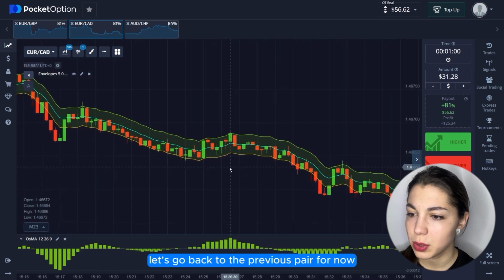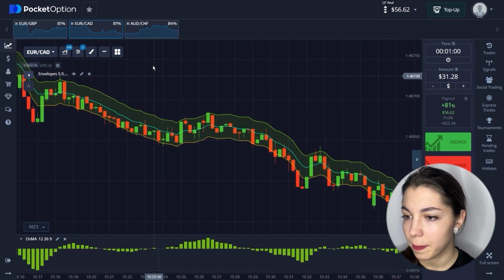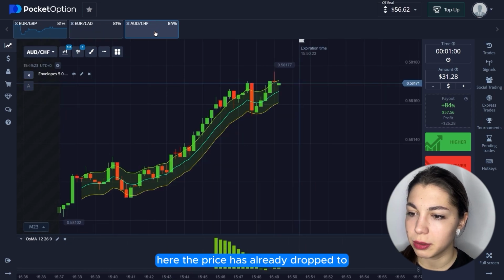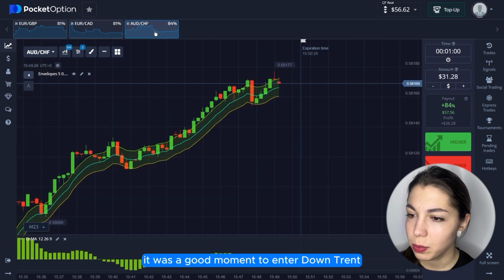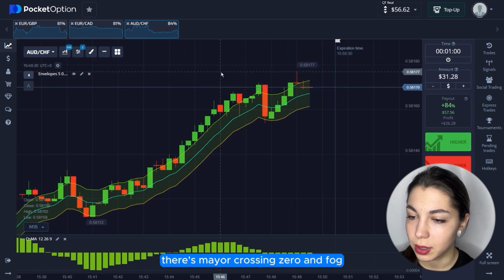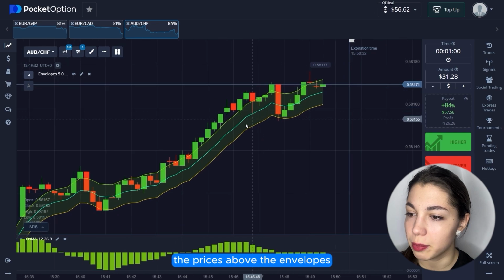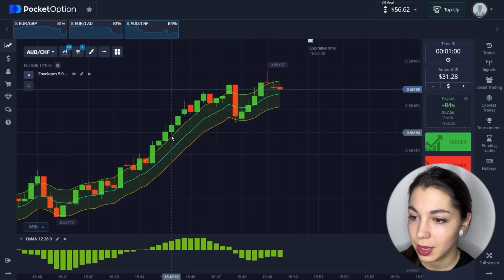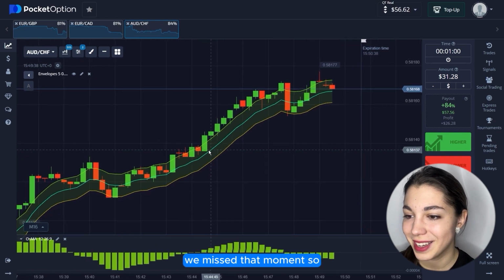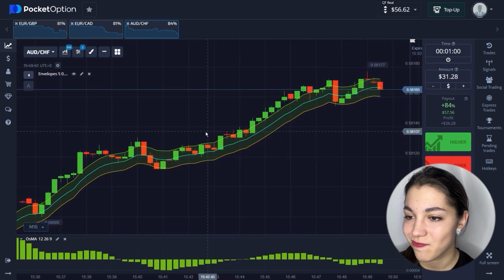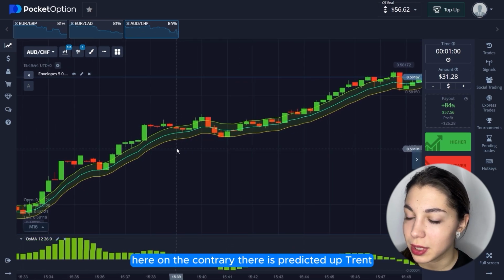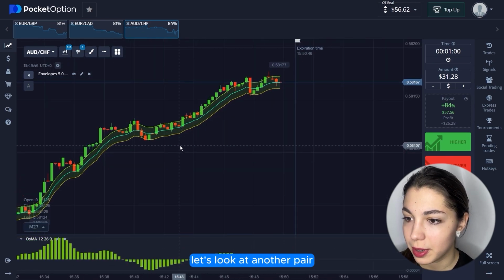Let's go back to the previous pair for now. Here the price has already dropped to the lower boundary of the envelopes and bounced up. It was a good moment to enter a downtrend. The OSMA crossing 0 and the fact that the price is above the envelope's boundaries were excellent signals for a downtrend. Unfortunately, we missed that moment. So here, on the contrary, there is a protected uptrend. Let's look at another pair.